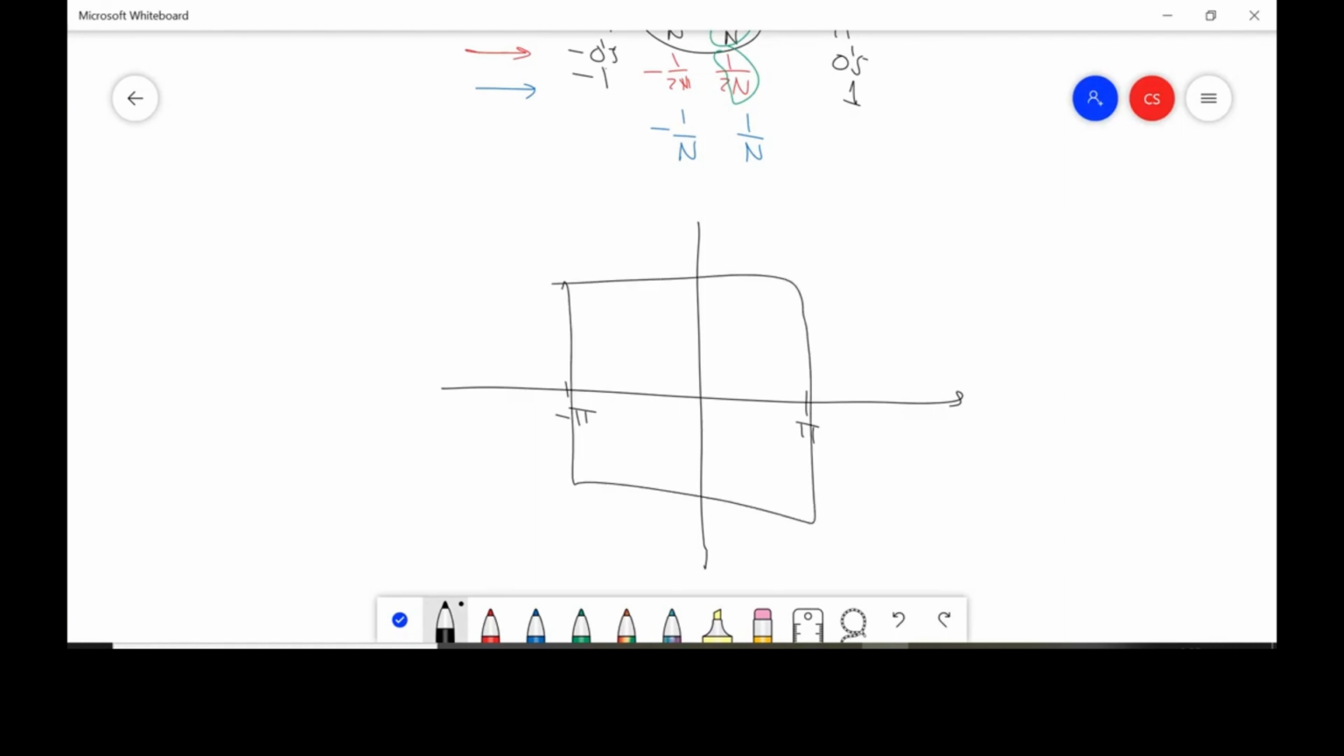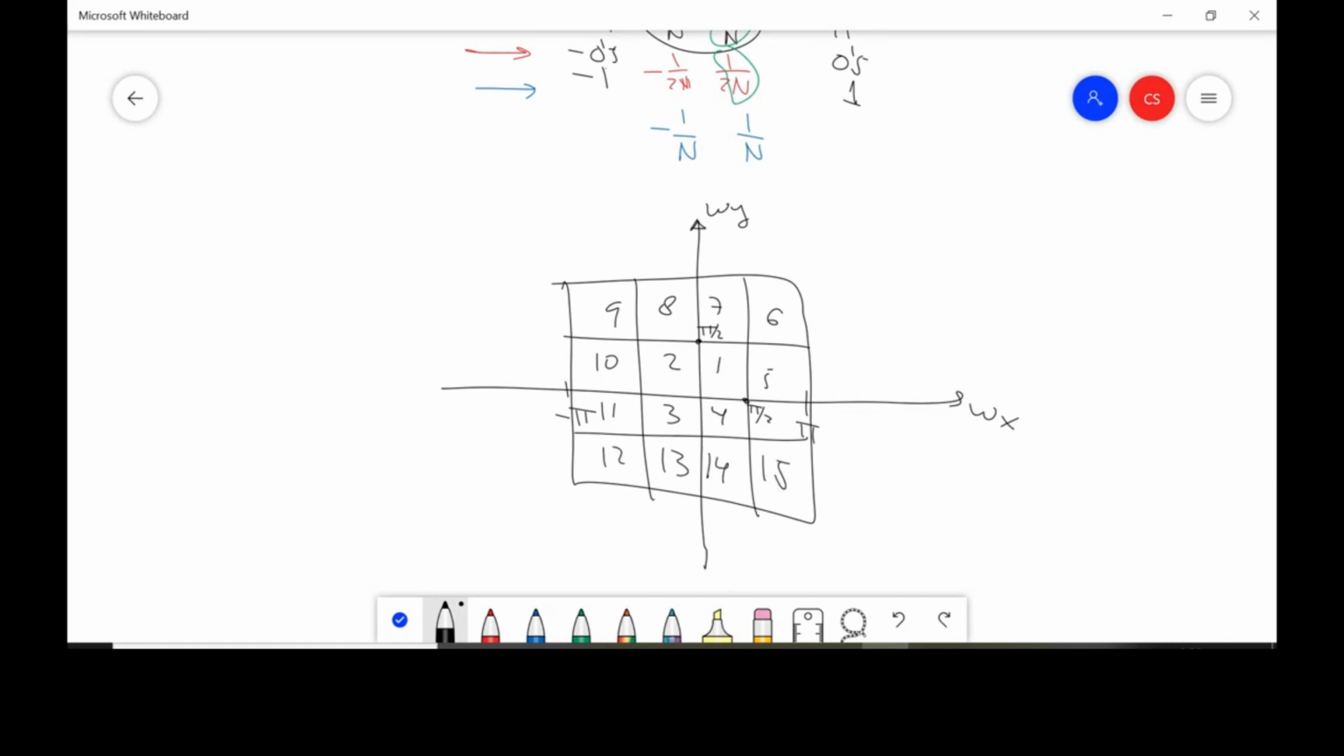And we will do a downsampling by a factor 2. So I will divide this in 4 parts. This point is pi over 2, and this point here is pi over 2. This is omega y, this is omega x. And let's enumerate all these: 1, 2, 3, 4, 5, 6, 7, 8, 9, 10, and 16.